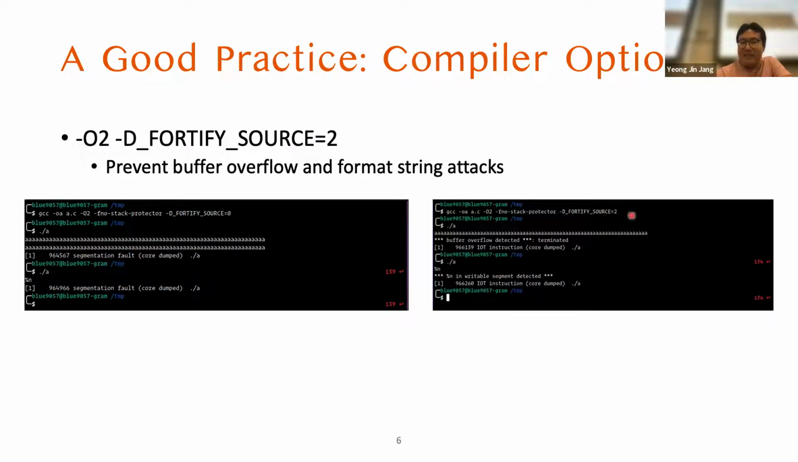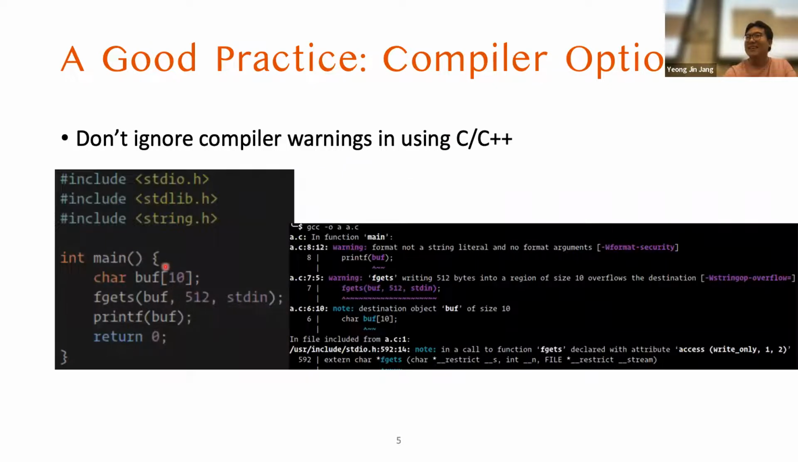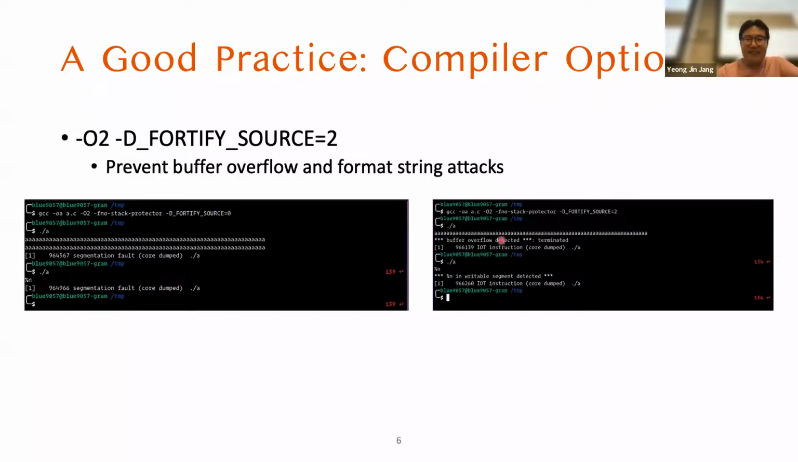But on the right side, I inserted Fortify source level 2. And then if I insert long characters, at runtime it will examine the length of the second argument. And then it knows the length of the first argument from the compiler, because in the code it is written as 10, right? So at runtime, it will check whether the current copy of the string overflows the buffer or not. If it does, it will kill the program.